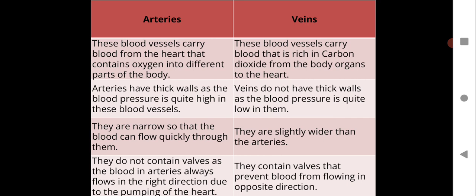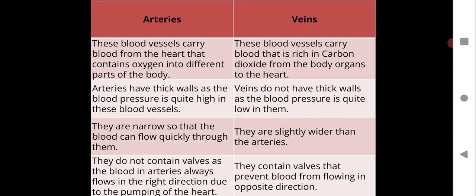That means all the various organs and cells in the body perform some function, that is respiration. The cells perform respiration and give out carbon dioxide. That carbon dioxide has to be exhaled out of the body. As you all know, we breathe in oxygen and give out carbon dioxide. So that has to be given out of the body and carried out properly. How is that done? By veins.